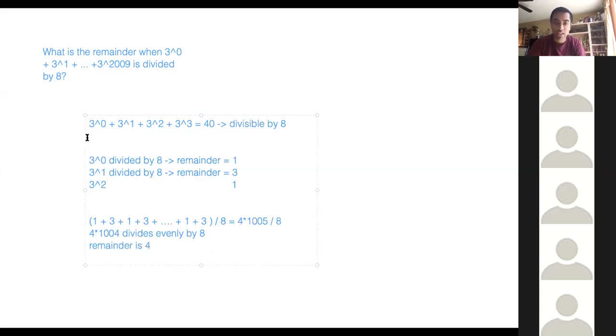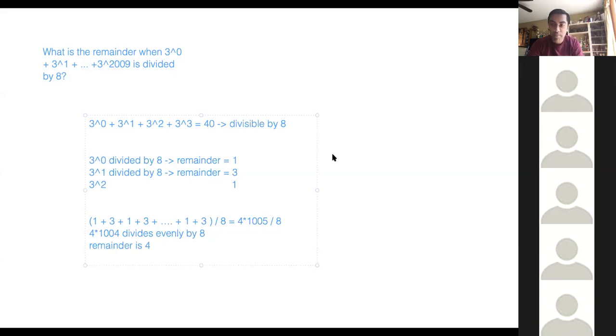So either way, you can see that 4 terms add up to a multiple of 40 and use that pattern, or you can just go by each element here and say 3 to the power 0, its remainder when divided by 8, and so on. That makes sense? Any questions on this? Okay, let's move on to the second.